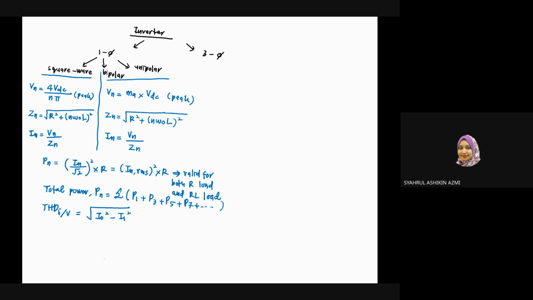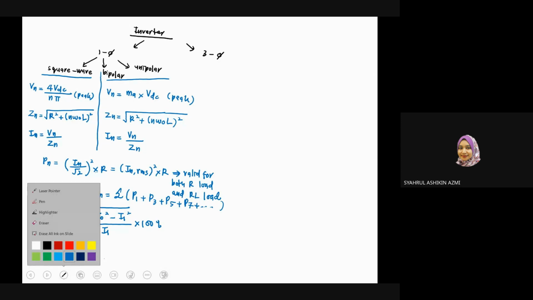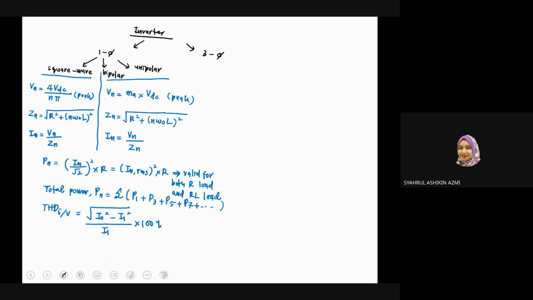Both are using the same equation, whether it's an inverter powered by square wave or an inverter powered by PWM, unipolar or bipolar. Okay, so these are the equations for the THD, whether it's voltage or current. So basically for single phase inverter, the question will more or less go around this. Basically, you need to find the THD, you need to find the output power.